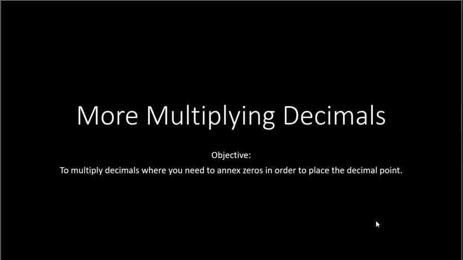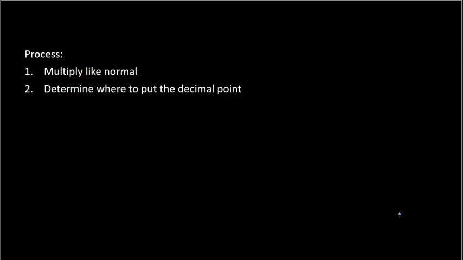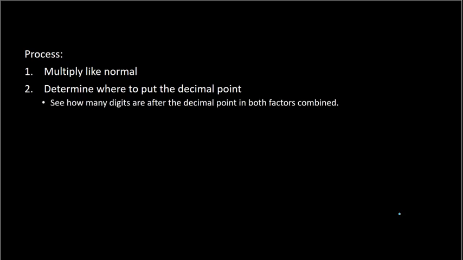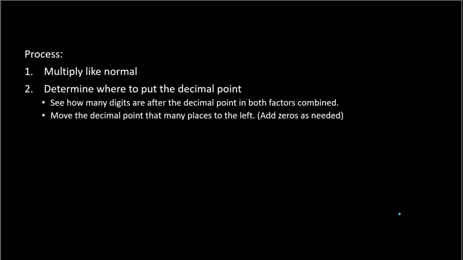In this video, you will learn to multiply decimals where you need to put zeros in the front in order to place the decimal point. So remember, when you are multiplying decimals, our process is as follows. You multiply like normal, and then you determine where to put the decimal point. To determine that, you see how many digits are after the decimal point in both factors combined, and then move the decimal point that many places to the left.